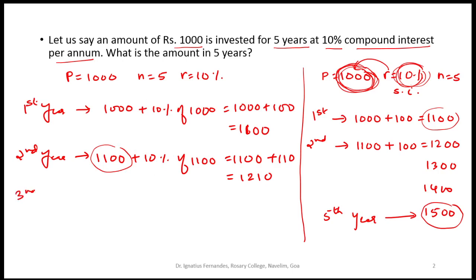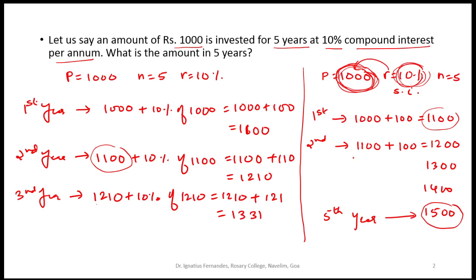So at the end of the third year, again to this current amount 1210 we add 10% of this 1210. So it is 1210 plus 10% of 1210, which is 121. So if we add this we'll get 1331. So while in simple interest at the end of the third year we used to get rupees 1300, if it is compound interest we get 1331 rupees, 31 extra.